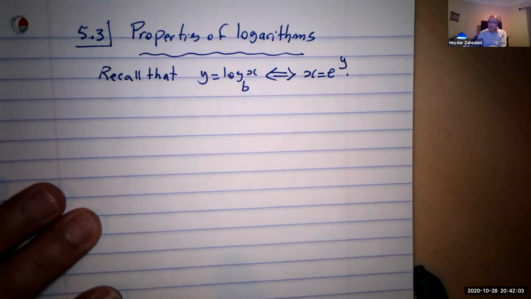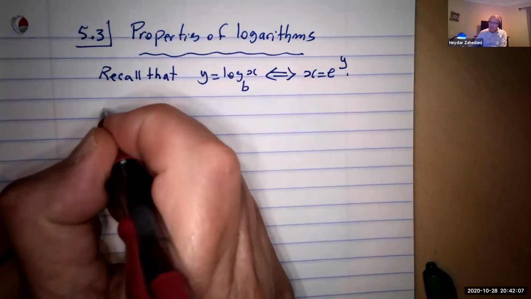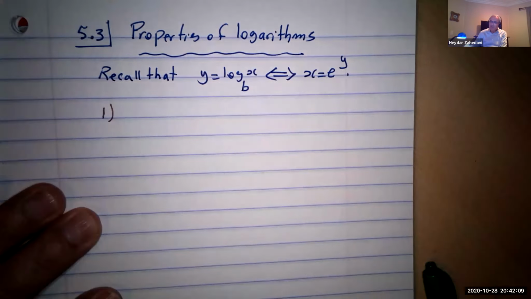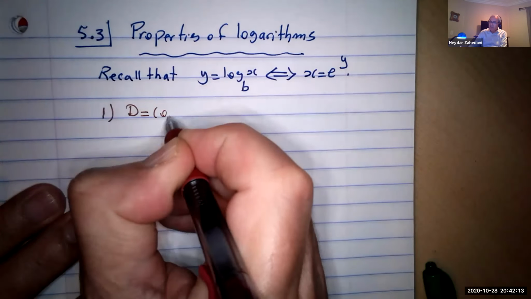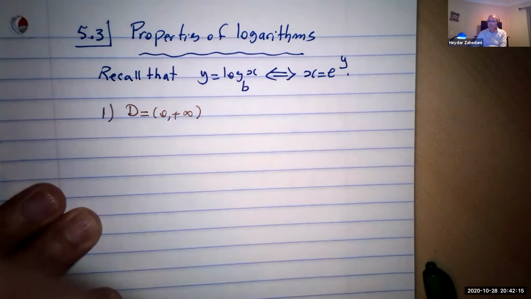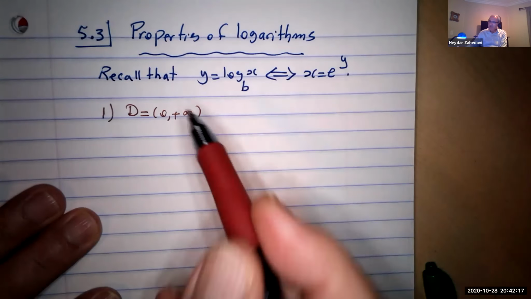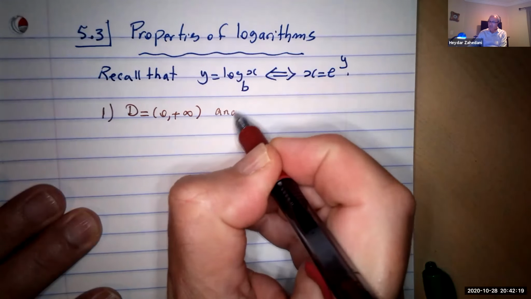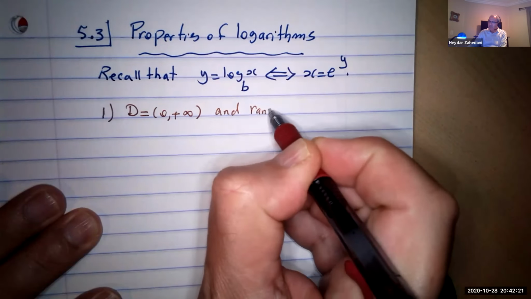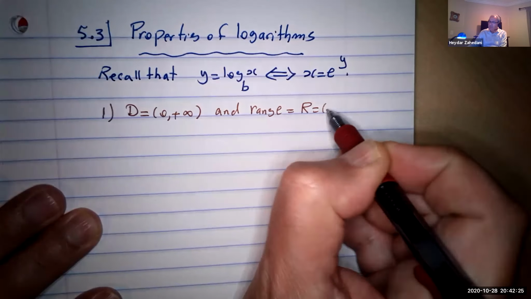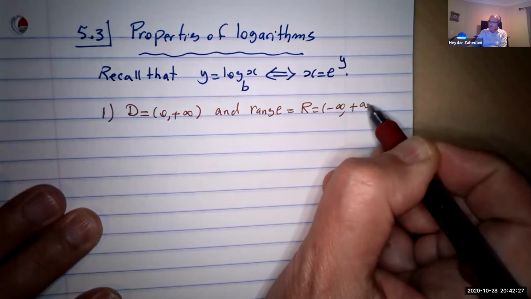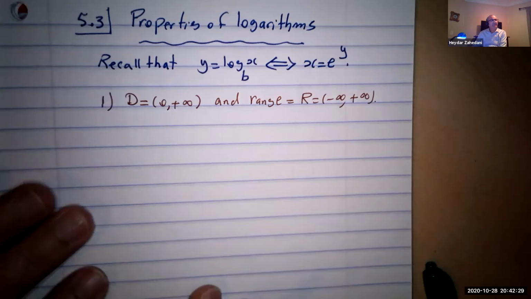Okay, the first one we already talked about, so I'm going to rewrite it again. We talked about the domain, positive numbers, because of the x's, and the range, all real numbers. Range, all real numbers, or negative infinity to positive infinity.